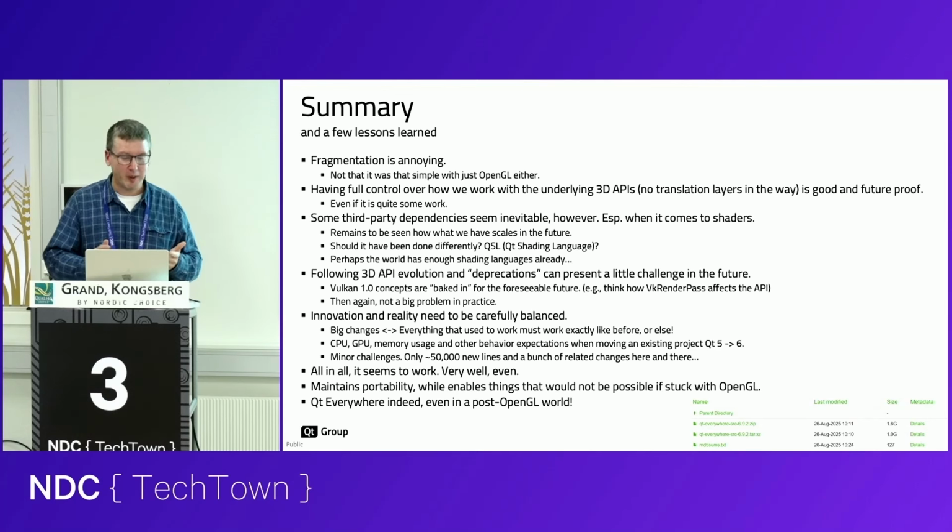So yeah, there's Qt everywhere. I think the tarballs have this Qt everywhere naming, which is pretty cool. So we can say that this Qt everywhere is still true even in a post-OpenGL world, which was what we originally set out to do. So I think that was kind of achieved. And things seem to work pretty well. And then it remains to be seen how well things scale in the future.